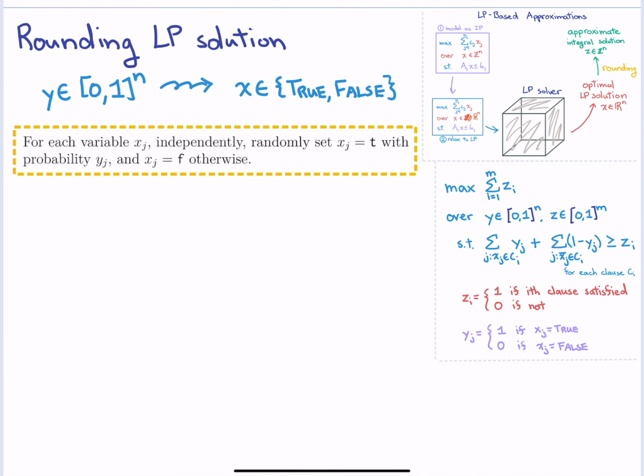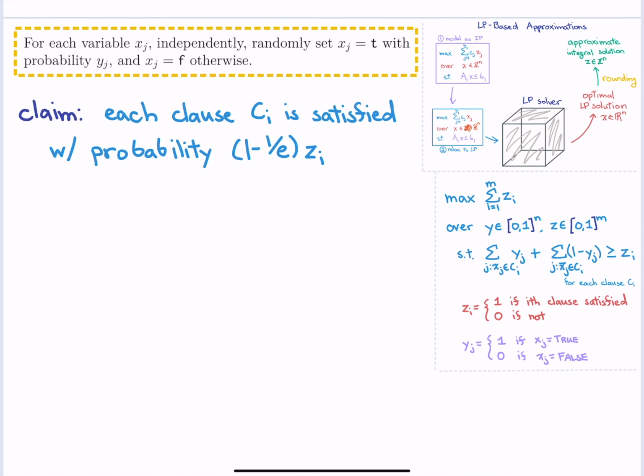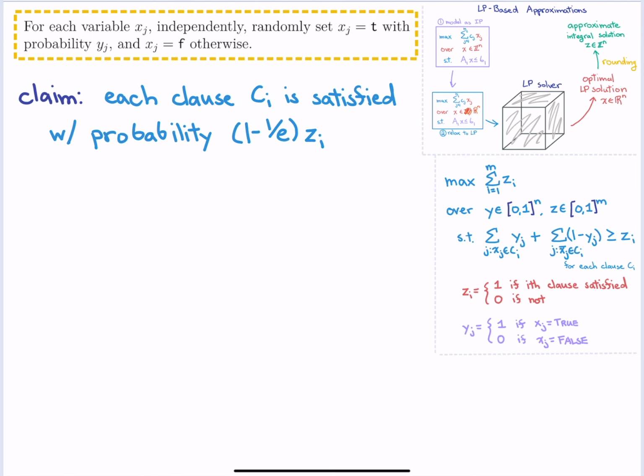Okay, so that's what we'll do. For each variable xj, we'll set it to be true with probability yj. Okay, so let's analyze some stuff. We want to figure out the probability of each clause being satisfied, and then we can add everything up and use linearity of expectation afterwards.